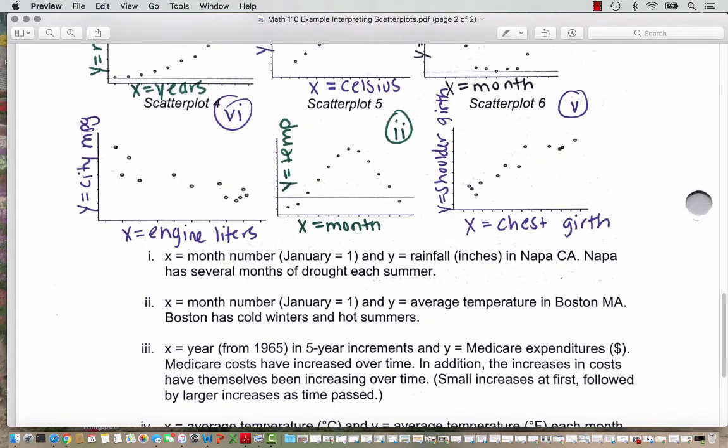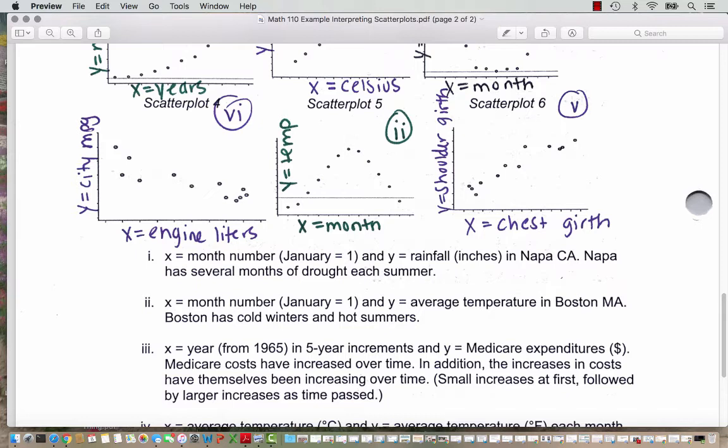All right, let's match description 2. Description 2 is where x is the month number again, where January corresponds with 1, and y is the average temperature in Boston, Massachusetts. And Boston has cold winters and hot summers. So we are looking for a graph that has low temperatures, maybe even below 0, though they're not telling us the scale, but maybe below 0 in Celsius, and then below 32 if it's freezing in the Fahrenheit scale, and then high temperatures in the summer.